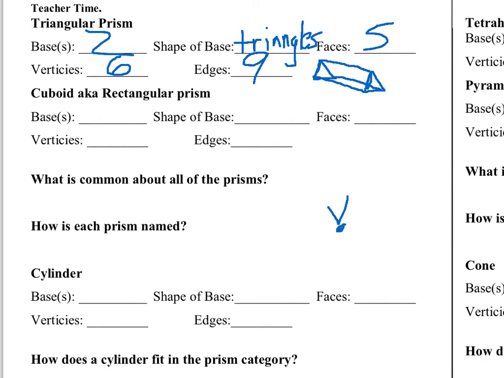So that is a triangular prism. It has 2 bases. The bases are triangles, 5 faces, 6 vertices, and 9 edges.